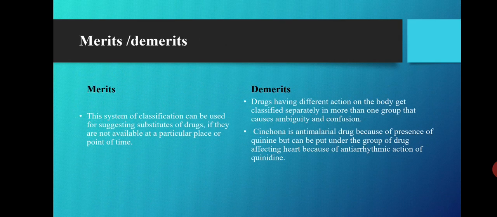Merits, this system of classification can be used for suggesting substitutes of drugs. जैसे कि अगर antibiotic drug बोला, अगर ये drug काम नहीं कर रही है तो you can try the other drug. तो ये हमारा system suggesting करने के लिए आसान हो जाता है.